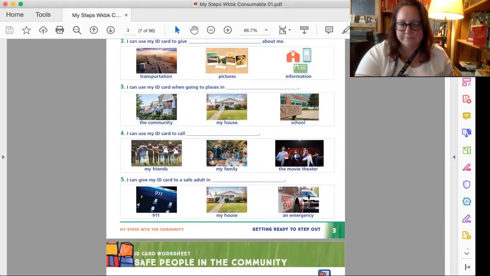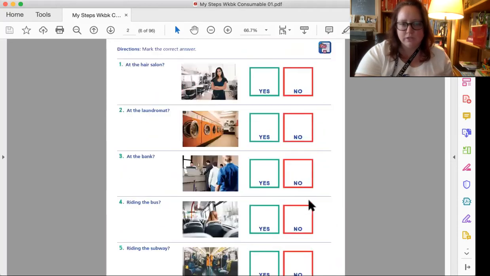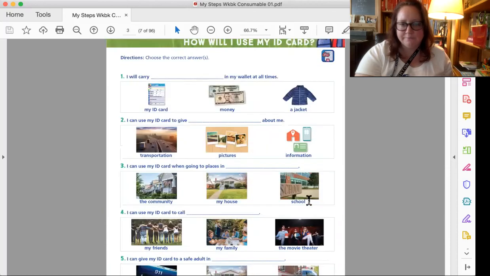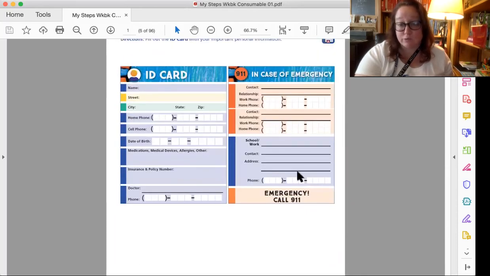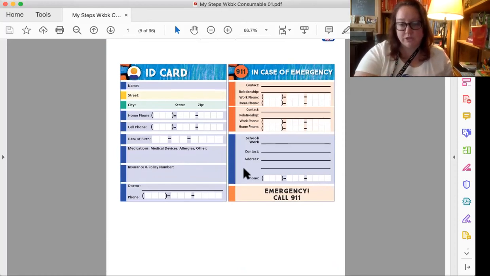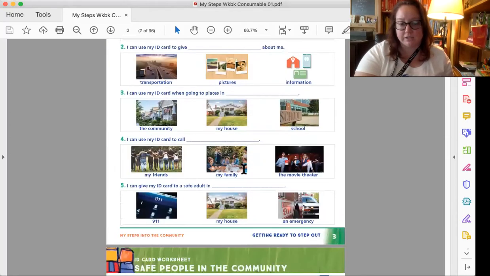Okay. Perfect. So we're going to do these 2 pages today, in addition to making sure that your ID card and in case of emergency card are done. So today's Tuesday. Tuesday and Wednesday, finish those pages up so that we can finish the last few pages of this week on Thursday and Friday. Okay? All right.